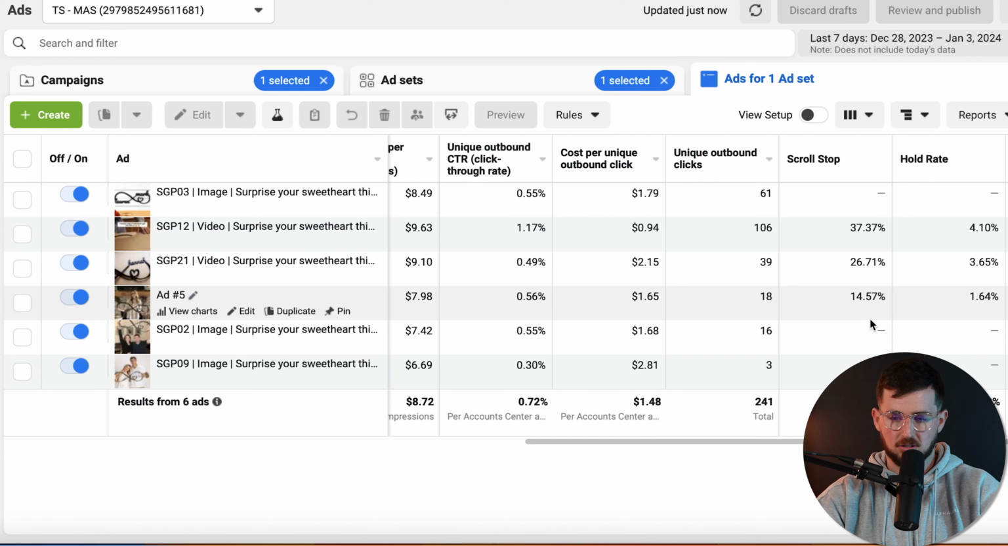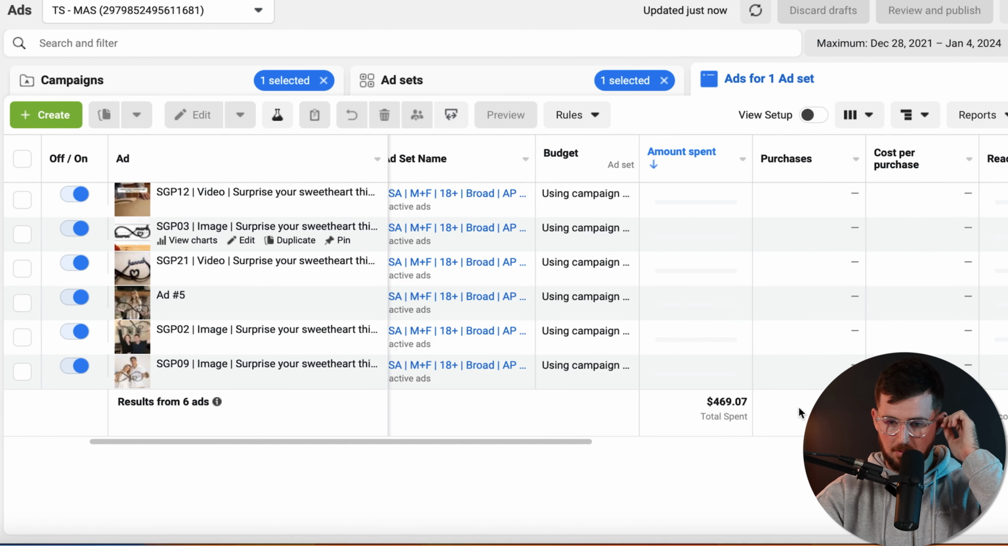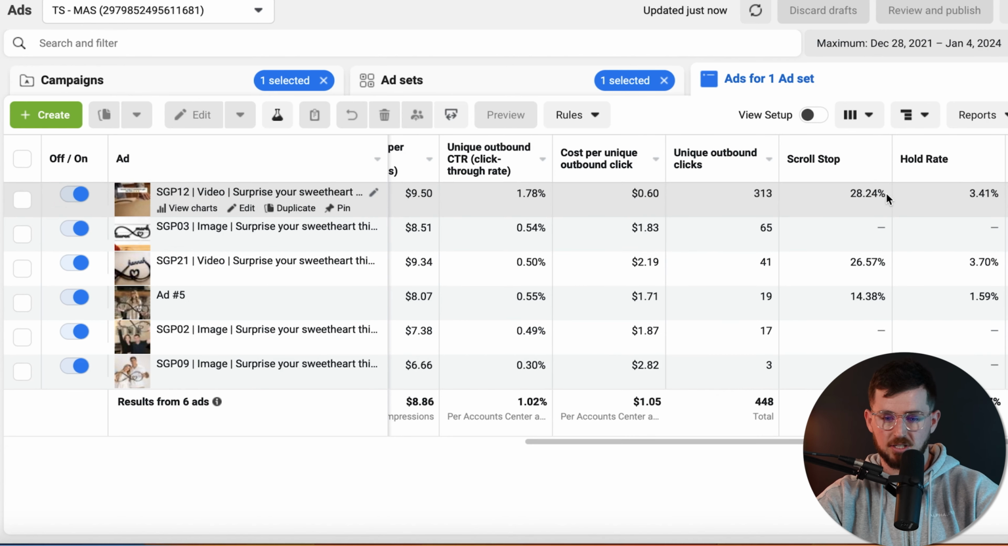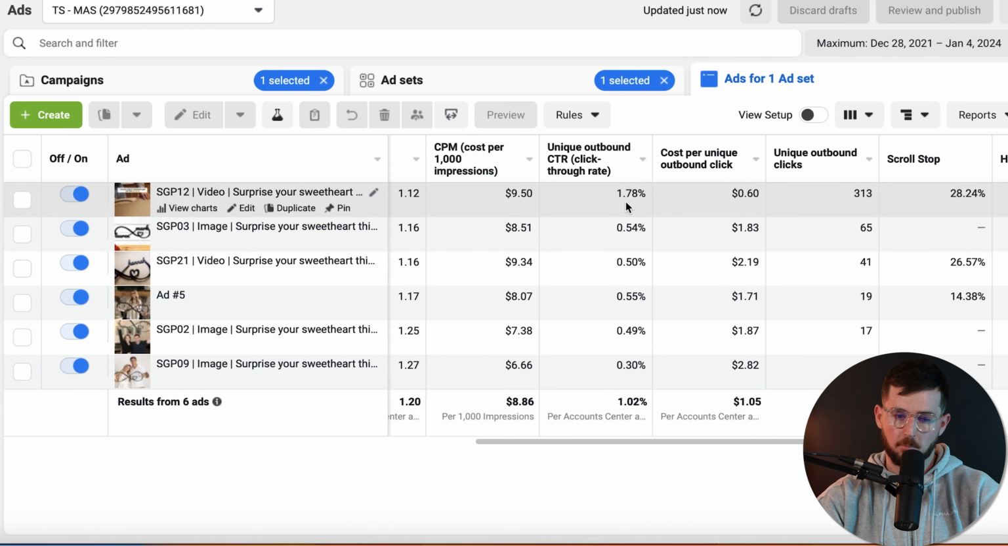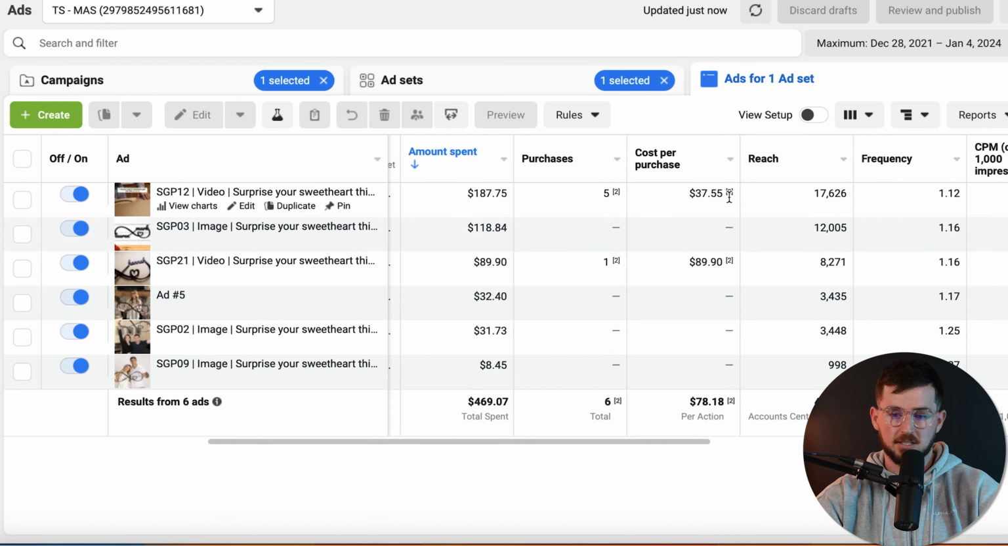There's a couple things here, like scroll stop. You can see the difference. All of these ads were just launched a couple of days ago. You can see right here, this one's getting a 14%, where this one's getting a 28% scroll stop. This one's also getting a 1.78% click-through rate and a 60-cent cost per click. So that's relatively doing well.